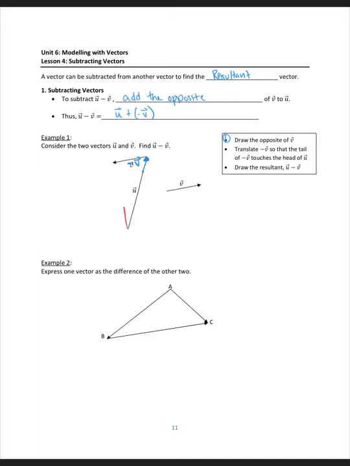And then the resultant, if I was to draw the resultant from the tip of one vector to the end of the other vector, that would be our resultant. And that would be represented as u minus v. Okay? So we translated that minus v. That was our step 2. So the tail of negative v touches the head of u. And then finally, we drew in the resultant by connecting those two together.